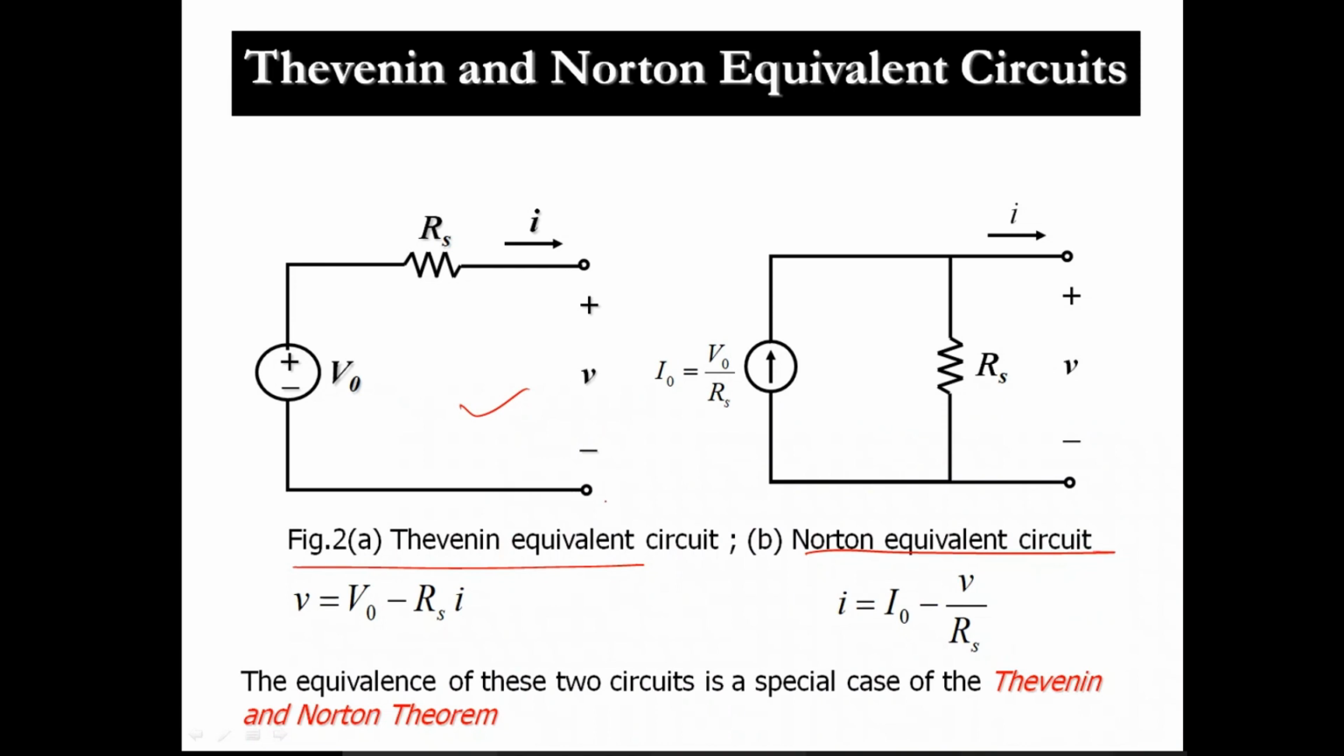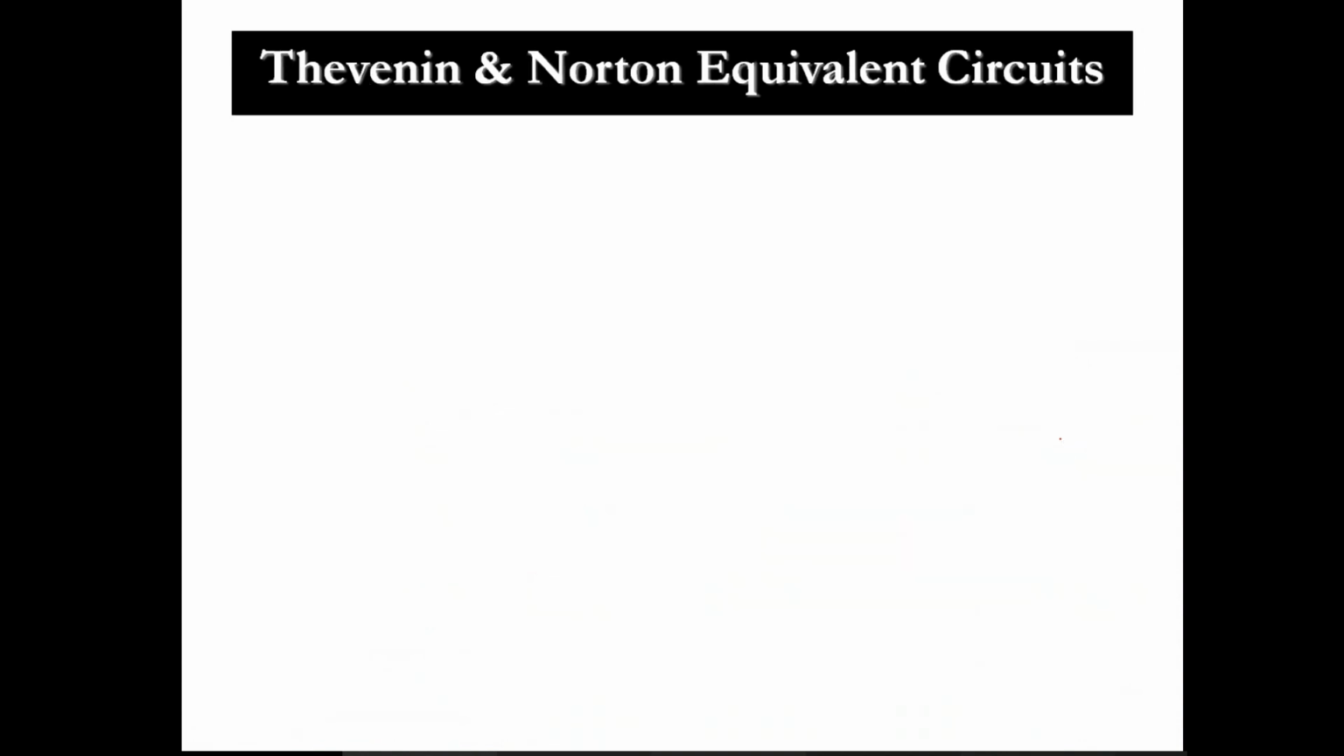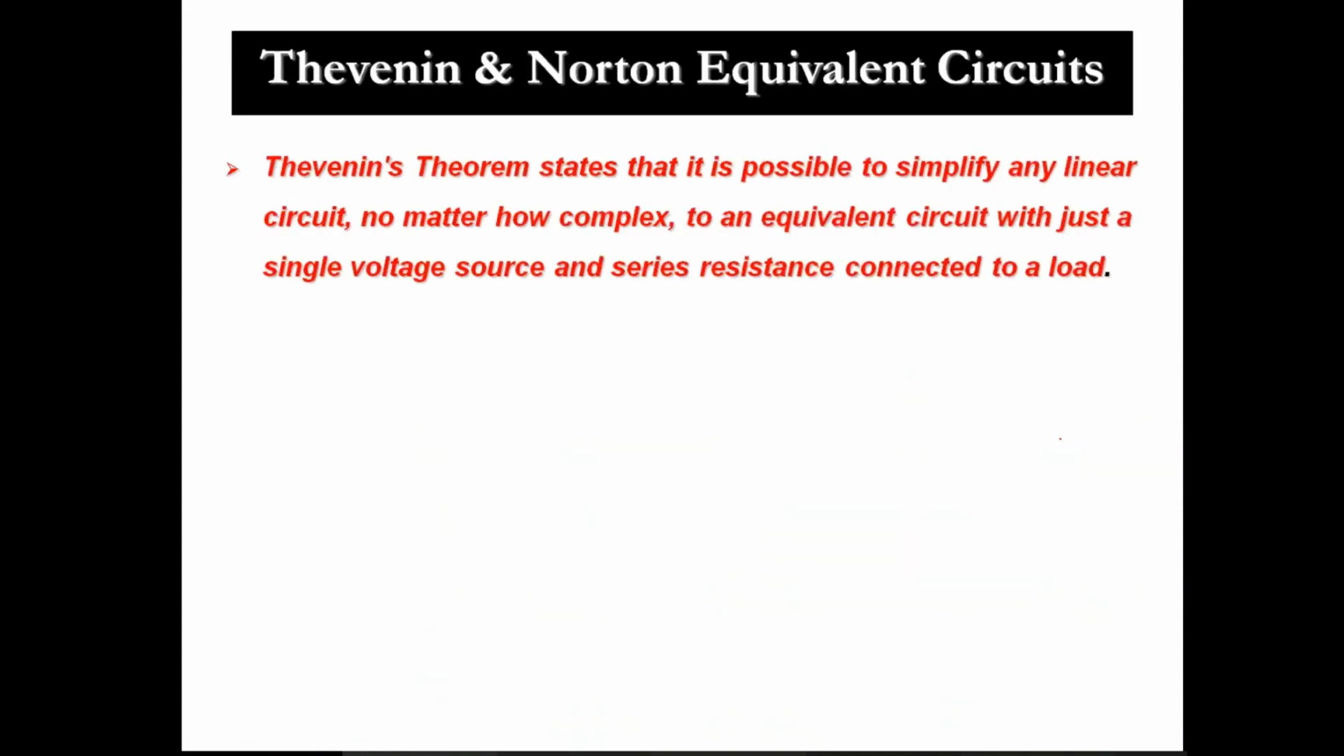Generally, every complex circuit can be represented as a voltage source in series with a resistance, which is called a Thevenin's equivalent. And if you are able to represent a complex circuit as a single current source in parallel with a resistance, then it is called a Norton's equivalent. These two theorems are very useful in calculations. Let us first see the statement of Thevenin's theorem.